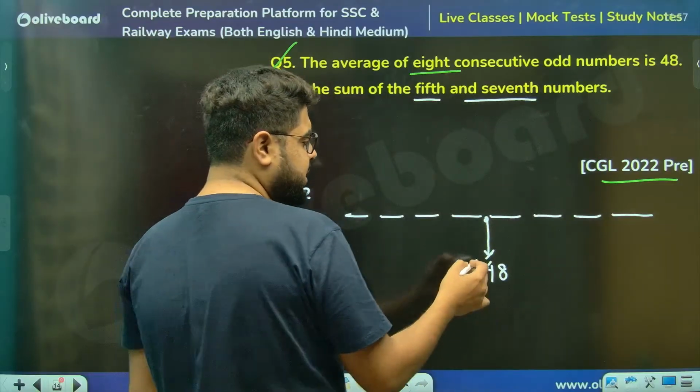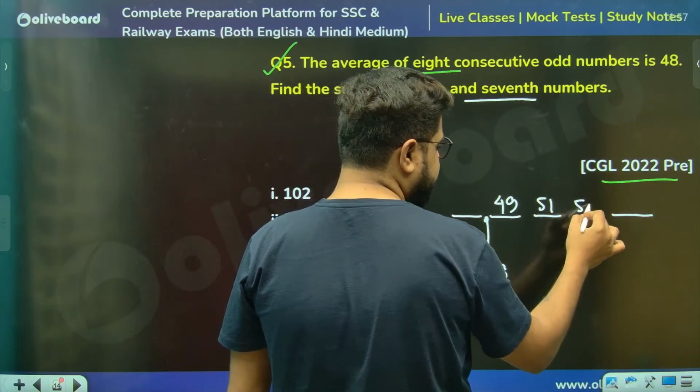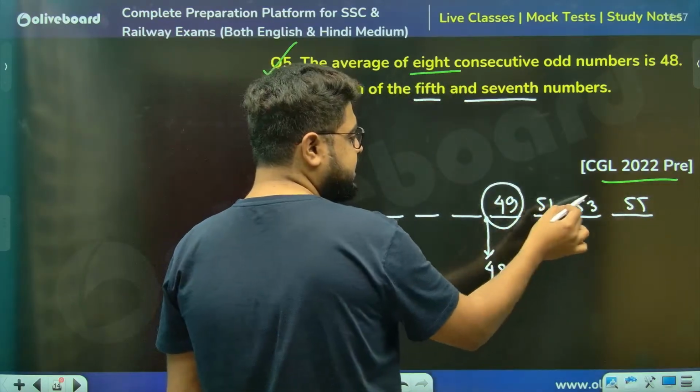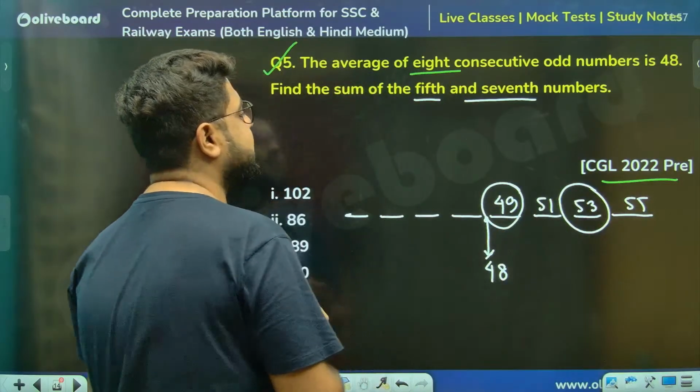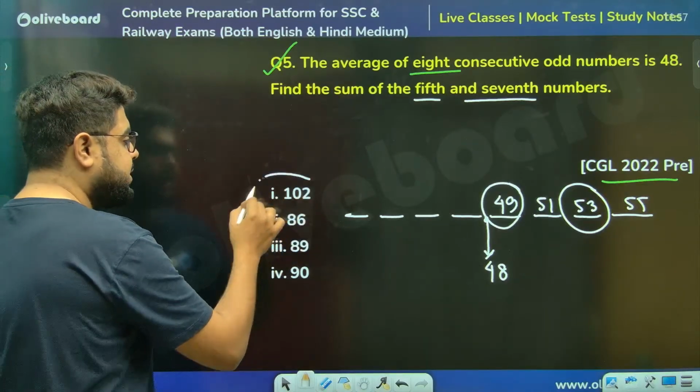Sir, very good, sir. This is 49, 51, 53, 55. Sir, this is the fifth number. This is the seventh number. They're asking what? Sum. 53 and 50, sir. 103, 102. Answer, sir.